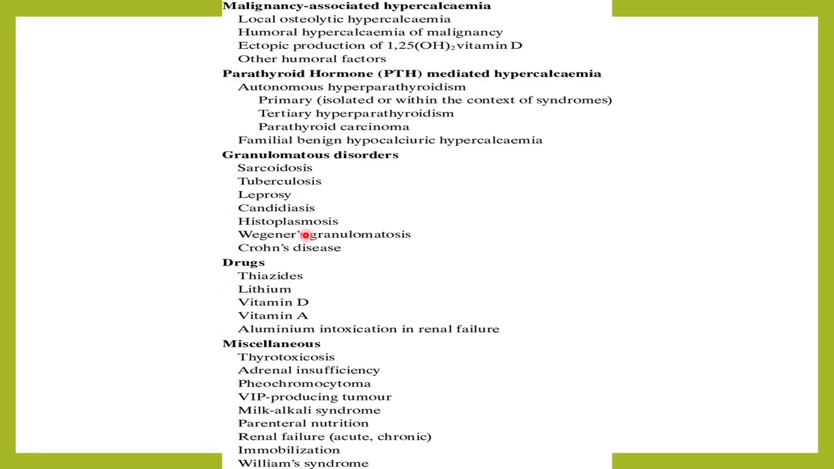These are the various other causes of hypercalcemia. So I've told you malignancy associated hypercalcemia. There is parathormone mediated hypercalcemia, primary, tertiary, parathyroid carcinoma, familial hypocalciuric hypercalcemia, granulomatous disorders, sarcoidosis, tuberculosis, leprosy, candida, histoplasma, Crohn's disease, etc. Drugs like thiazides, lithium, vitamin D, vitamin A can lead to hypercalcemia. And I've told you certain other endocrine disorders like thyrotoxicosis, adrenal insufficiency, pheochromocytoma, parenteral nutrition, renal failure, immobilization. All this can lead to increased calcium level in the blood.